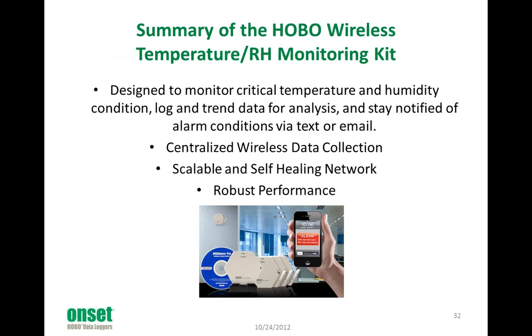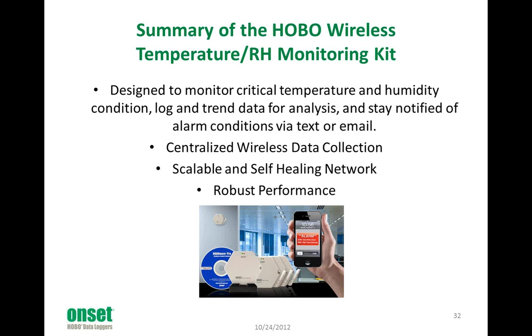So to summarize what we've talked about today in this webinar, Onset has released the HOBO Wireless Temperature and Relative Humidity Monitoring Kit, which is designed to monitor the critical temperature and humidity conditions, log and trend data for your analysis, and stay notified of alarm conditions via text or email. It's just 3 easy steps. You can get up and running, monitoring your data from that centralized location using the scalable, robust self-healing network.